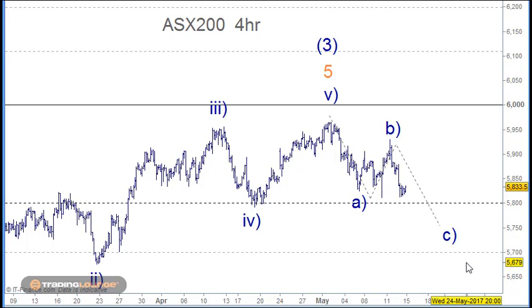There's 12 different types of corrections. We could end up with something simple, we could end up with something complex, but you never really know until much later in the correction what you actually have. And when you're a third of the way through and a half the way through, you're looking at all these different types of patterns that can occur.